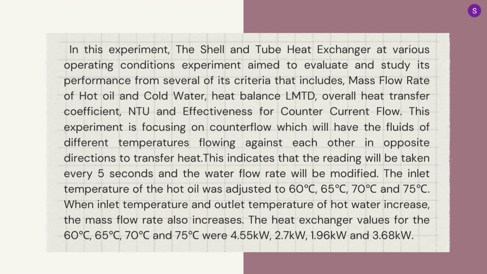The heat exchanger values for the 60 degrees Celsius, 65 degrees Celsius, 70 degrees Celsius, and 75 degrees Celsius were 4.55 kilowatt, 2.7 kilowatt, 1.96 kilowatt, and 3.68 kilowatt respectively.